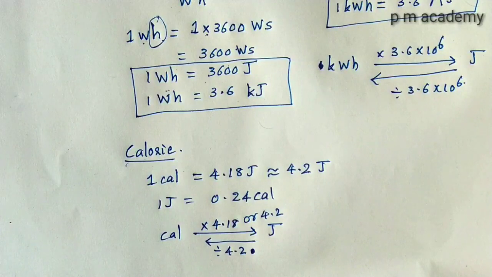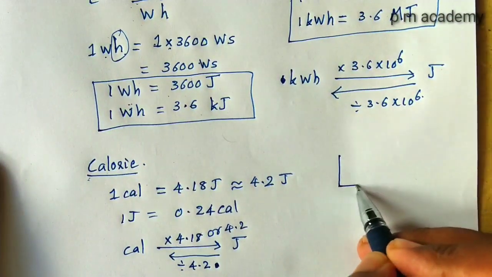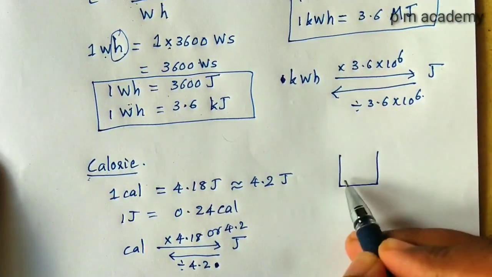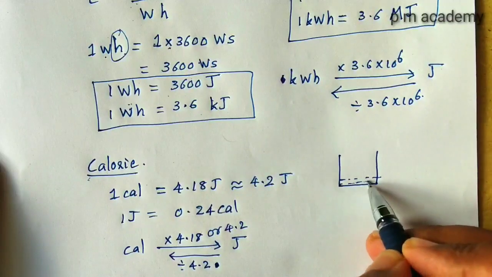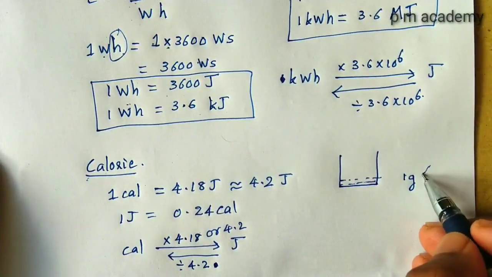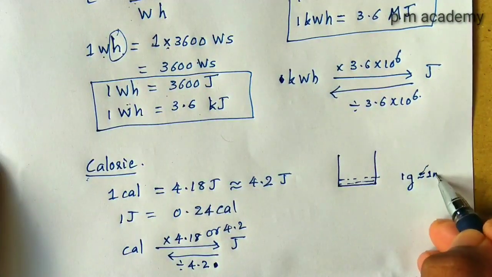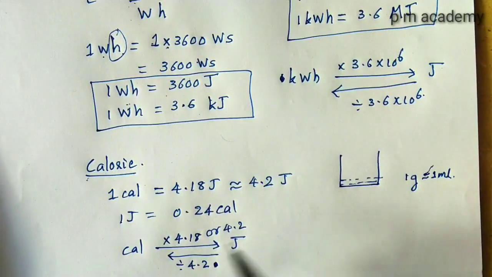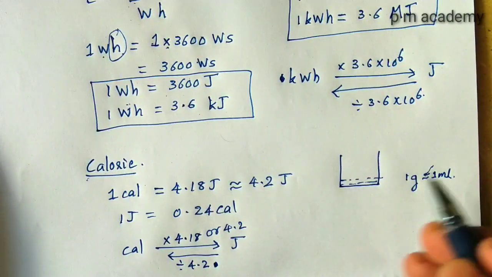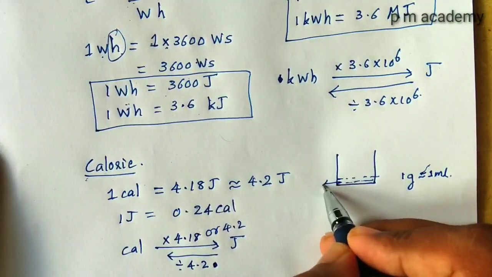The definition of calorie is, if you are taking a small beaker and you take a very small amount of water in it, that is 1 gram. 1 gram is approximately equal to 1 milliliter. Okay, very small amount of water, that is 1 gram of water you have taken.